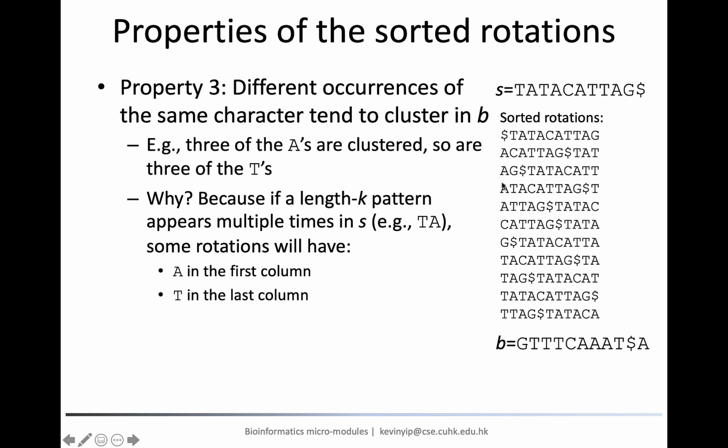What is the significance of this clustering? One significance is that after performing BWT, the resulting sequence can be more easily compressed by methods such as run-length encoding, which records a run of the same character by only the character and the number of occurrences, rather than explicitly listing each occurrence one by one. Although data compression is not our main focus here, this third property of the sorted rotations is also something interesting that can help us understand BWT more in general.